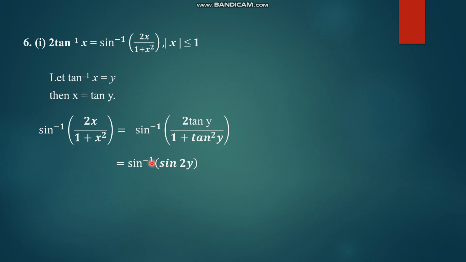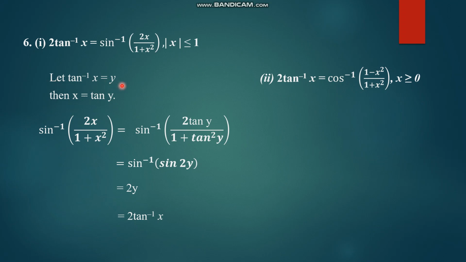Now we have sine inverse of sine 2y form. As we know, sine inverse of sine x is x. So sine inverse of sine 2y will be 2y. But what is y? Y is tan inverse x. So that will be 2 tan inverse x, which is the LHS, and that's the proof. Now we have one more thing, our second proof. 2 tan inverse x is equal to cos inverse of 1 minus x square by 1 plus x square. We have to proceed similar to this.